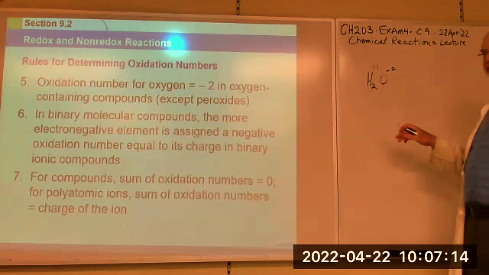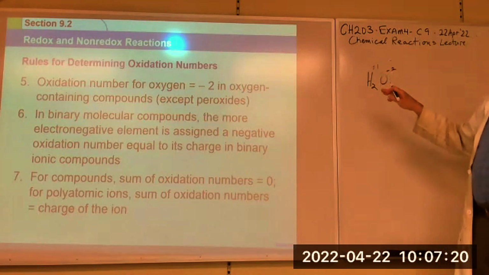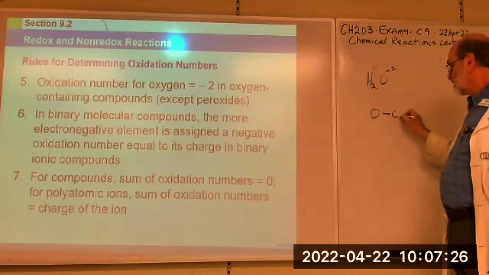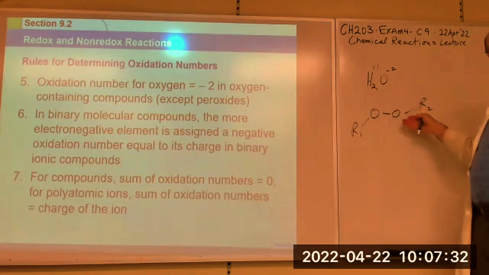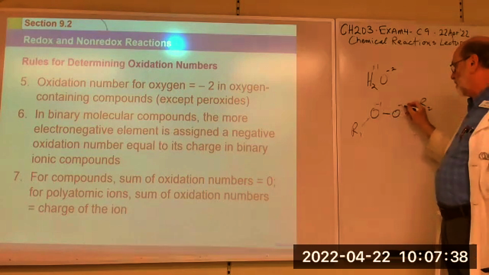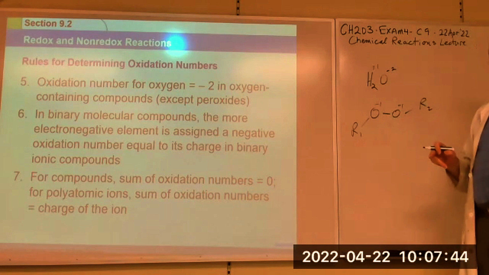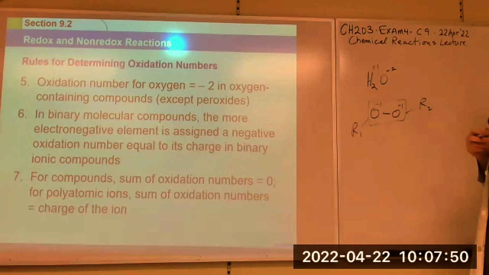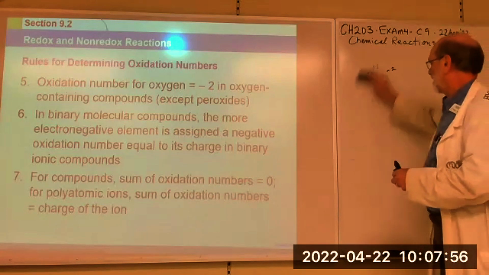Which is the next rule. So oxygen in all compounds, with one exception, is always -2. If you have a compound where you've got two oxygens bound together like this, and then you've got something else attached to them, that's a peroxide. Peroxides give oxygen a -1. But all other times, oxygen is -2. So this as a group is a -2. Okay.